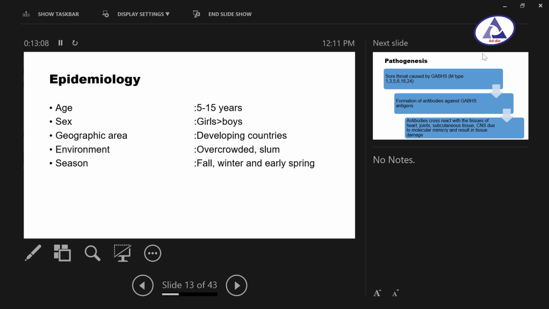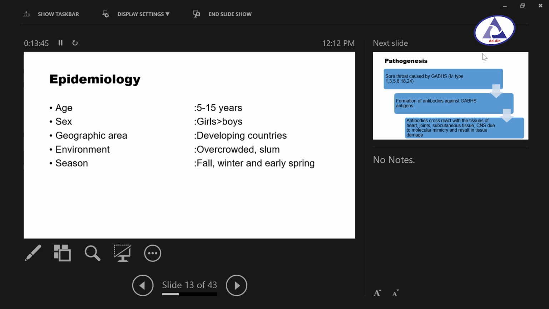And what will be the epidemiology of this acute rheumatic fever? Epidemiology: age incidence is 5 to 15 years, and sex is girls more than boys, and geographically a developing country is more at risk for the development of acute rheumatic fever, and also overcrowded and slum areas are risk factors for the development of acute rheumatic fever. Season: early spring, fall and winter season is when acute rheumatic fever occurs more frequently.